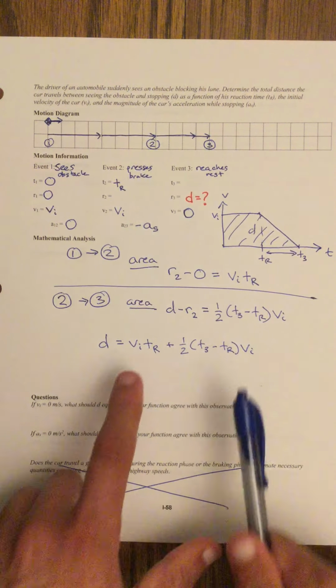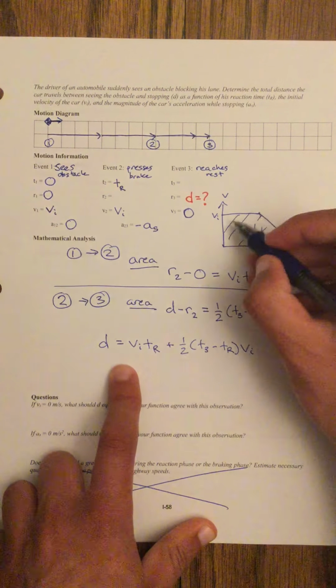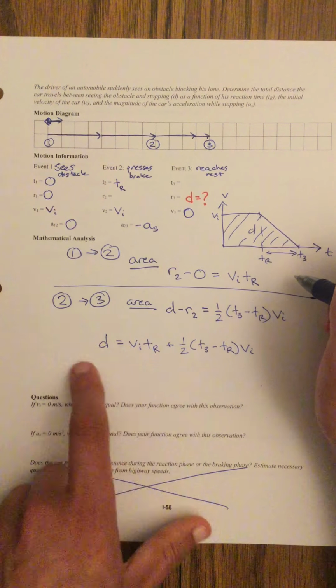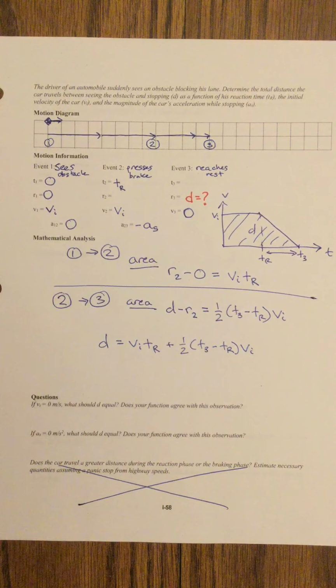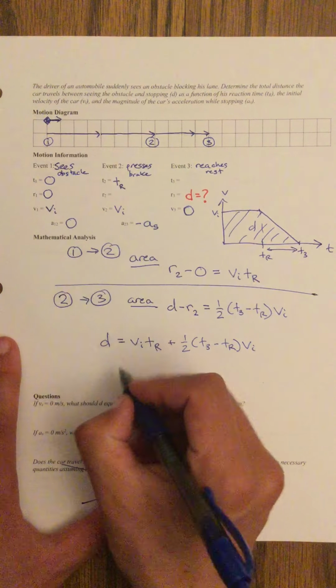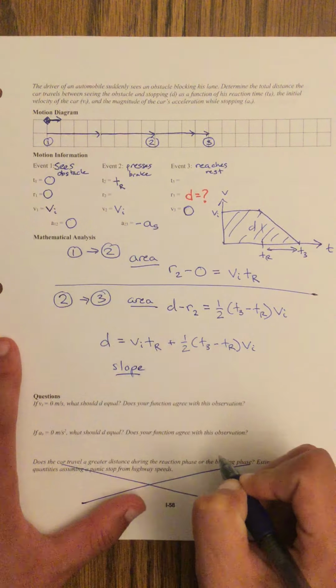And notice we could have written this down all at once. If I know the total area under the curve is D, I could say that's this area, which is this, plus this area under the triangle, which is this, and I could have skipped right to that. Okay, so now this equation has a T3 in it. I don't know what T3 is, so I'm going to have to look at the slope to figure that out. Looking at the slope, I know the slope is negative AS. I can clearly see it's negative from the graph. And that is change in velocity, which is 0 minus VI, over change in time, which is T3 minus TR.